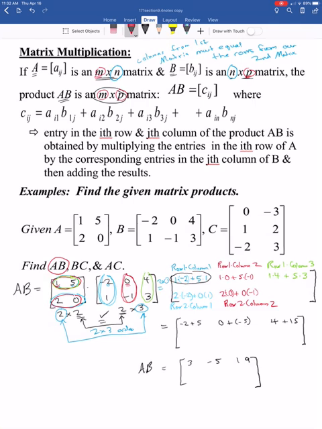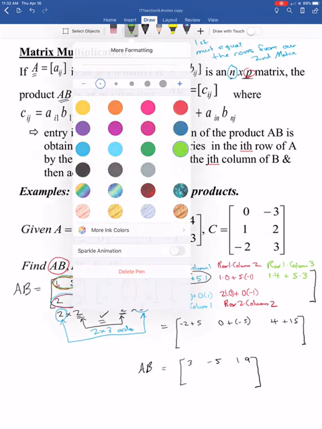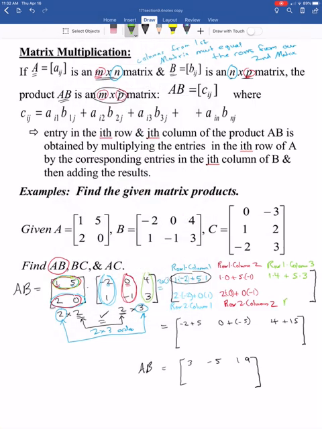And then moving on, we go to our last entry, which would be row 2, column 3. So we've got to multiply row 2 with column 3. So we're going to take the 2 and 0 and multiply with the 4 and 3. So 2 times 4 plus 0 times 3.